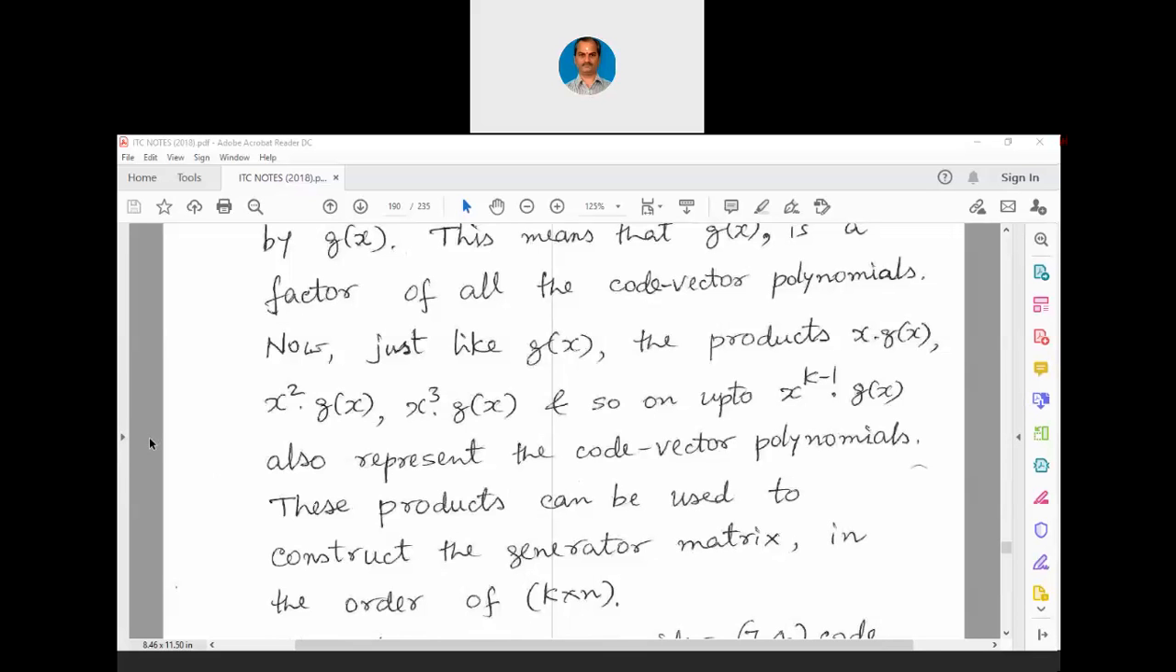Now we want to populate the generator matrix with the elements, right? Now what should be the elements in the generator matrix? Just like the way in which we had discussed in the previous module, what should be the elements in the parity matrix? Here, the products x into g of x, x squared into g of x, x cubed into g of x, that way it can go on. They all represent the code vector polynomials. These products can be used to construct the generator matrix, which is of the order of k cross n.